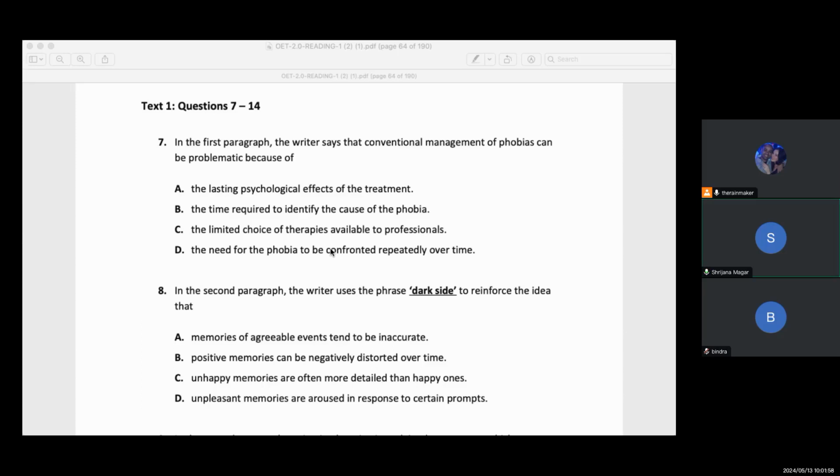B. You didn't understand the question. Conventional means the old, traditional management of phobia. They are asking why it is complicated. Now it is not B, it is C: the same phobia has to be repeated many times. For example, with a cockroach: if you are scared of cockroaches and you want to treat it in a conventional way, then you need to keep seeing the cockroach every day so that your fear and anxiety reduces. That's what it means. This is the problematic way.